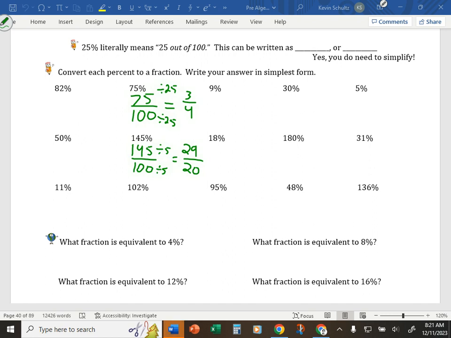It's okay to leave it as an improper fraction. There's nothing improper about them. They get a bad reputation from the start, but they're all good.